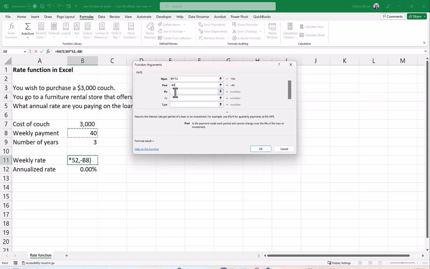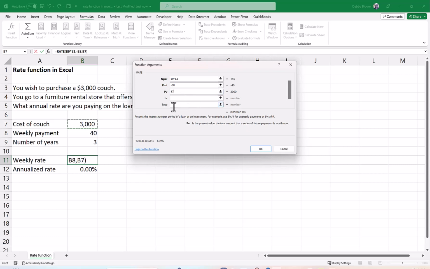Now I'm going to move to the PV box. You're getting the couch, and you're getting the couch before you ever make that first payment. If you were saving up for the couch, then the couch would be in future value because you'd get it after the last payment was made. But because you get the couch before the first payment, the cost of the couch is a present value. Now that has to go in as a positive number because you're actually getting the couch. So in PV, I'm going to click on cell B7. Now notice nothing else is really necessary.